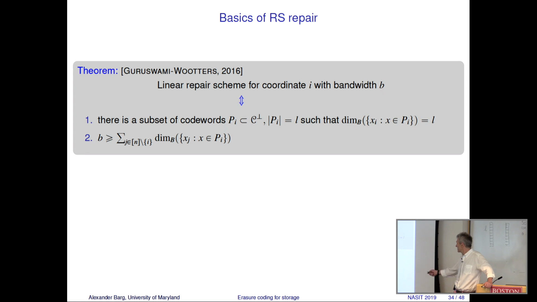So the theorem says, a linear repair scheme for coordinate i with bandwidth b exists if and only if there is a subset of dual codewords such that the dimension of this space of ξi's extracted from the ith coordinate is ℓ, and the bandwidth b is at least the sum of the dimensions of these vectors. Okay?